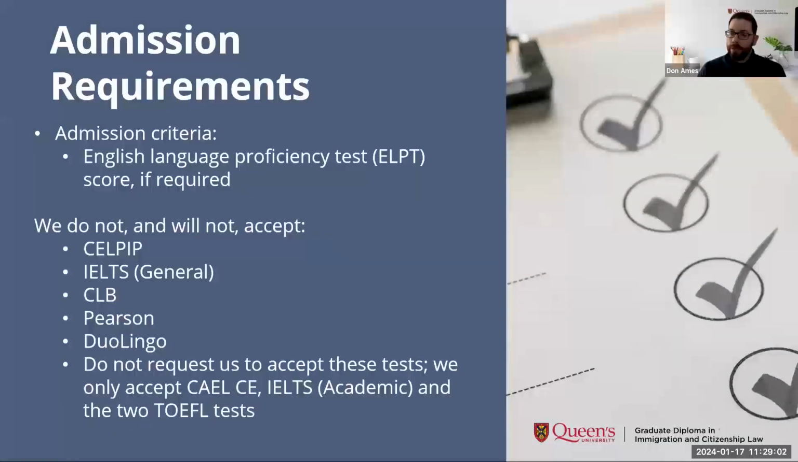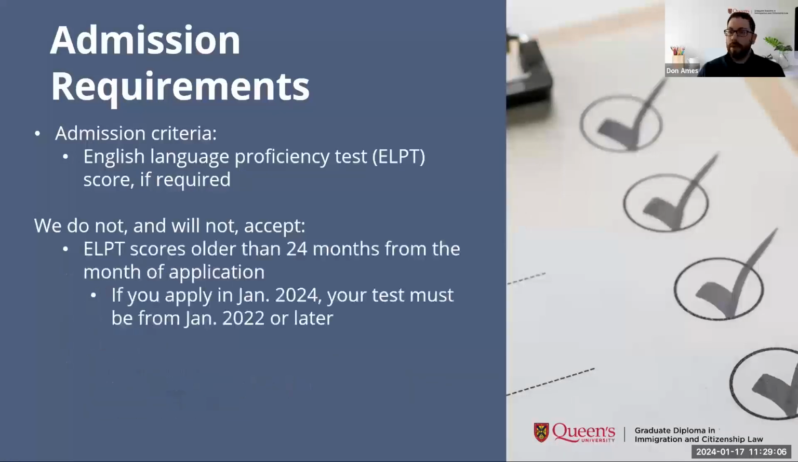Now, not everybody is going to have to submit this. We have some exemption criteria, so let's go over them now. The first exemption criteria is that you self-identify. Oh, sorry, wrong slide. We also don't accept any ELPTs that are older than 24 months. So if you apply January 2024, any ELPT that's older than January 2022 will not be utilized in the admission review process.